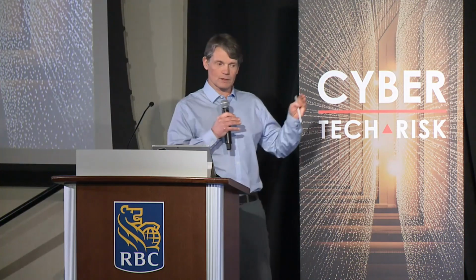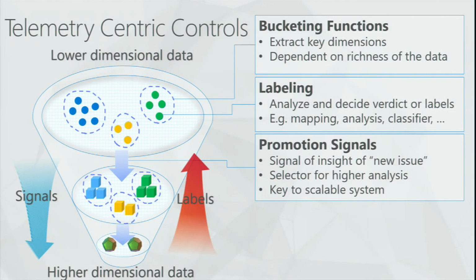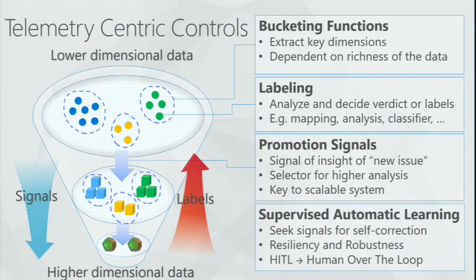And the way this works is that these signals go down through the funnel, and then the labels or the verdicts get promoted back up through the funnel, with the insights and the client-facing things sitting at the top of that. And then we have this supervised automated learning around these different types of systems, where we have resilience built in. We probably don't have time to talk about it today, but certainly the threat actors are looking at how to game these types of systems and find the chinks in the armor. So they need to be robust.